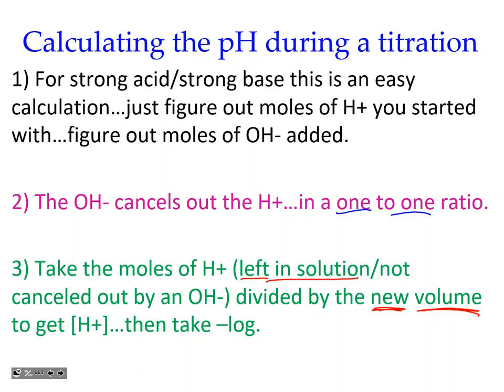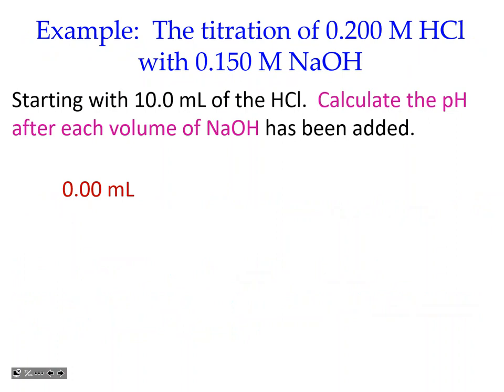Strong, strong is not hard at all. Weak, strong, then we get a little bit more in terms of our calculating. So let's start with the easy one. Let's look at strong, strong. So many people look at this and they go, oh, it's really not that hard. We have a titration of a 0.2 molar hydrochloric acid with a 0.15 molar sodium hydroxide. We're starting with 10 milliliters of the hydrochloric, calculating the pH after the volume of the sodium hydroxide has been added.